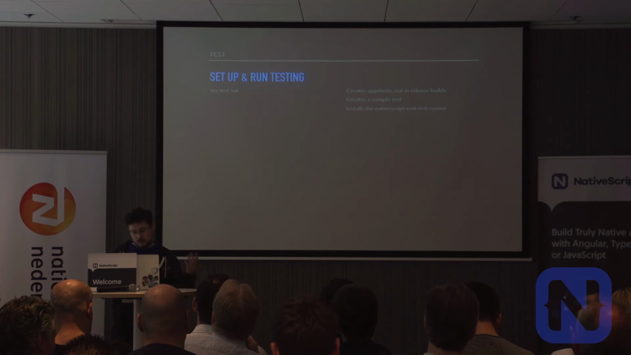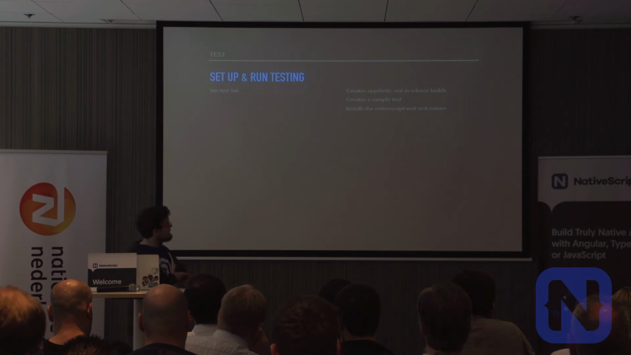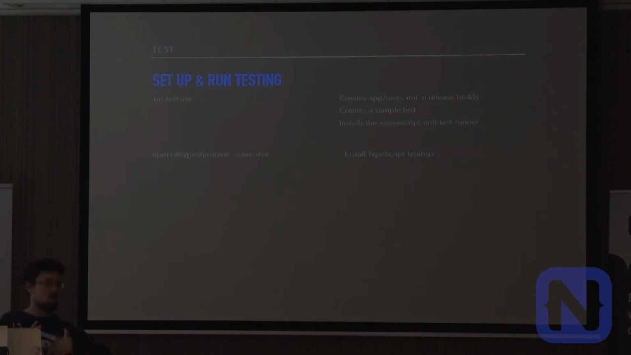Okay, so to get up and running with testing, you do tns test init. After that, it's going to create you a directory called app tests. It will also create you a sample test, and it will install the NativeScript unit test runner for you. So remember to set that thing up. And of course, if you're going to write your test in TypeScript, which you want, you need to install the typings, and you do that easily with this one. And of course, to run your tests, you just do tns test. And well, to see that your test is actually going green or going red, then it's good to have a watch flag in there.